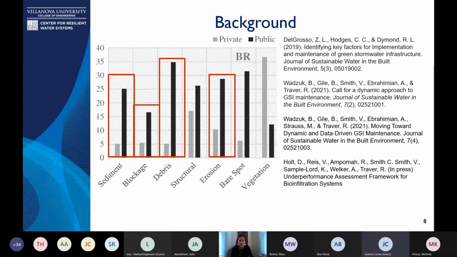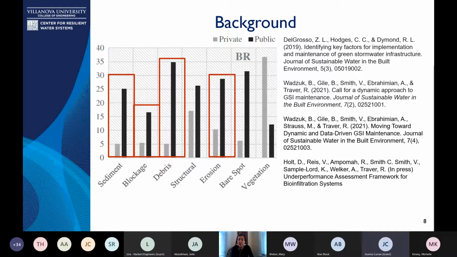And what we've learned from the programs in Philadelphia and also from programs in DC and around the country, I'm sure in Seattle too, you've seen this, that maintenance for GSI can be a real challenge. It's incredibly expensive. It's something that's hard to do through big machines. You don't want to force compaction in these infrastructure that are relying on infiltration. And so it takes a lot of time, a lot of effort to maintain these systems.